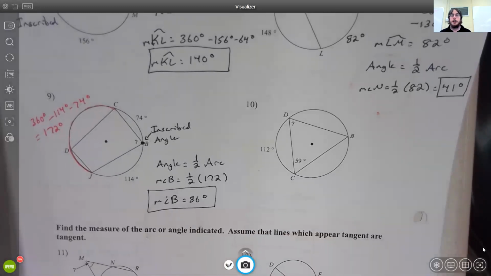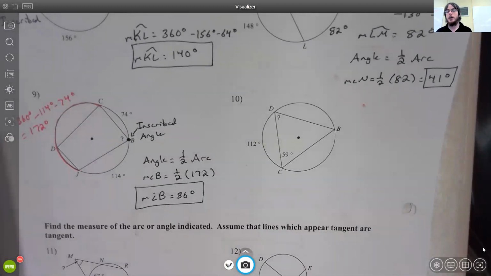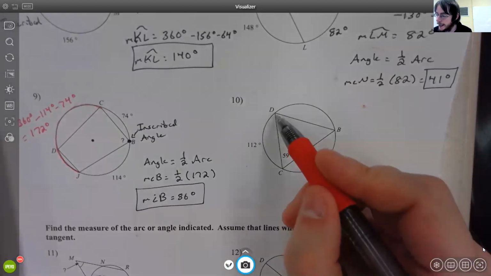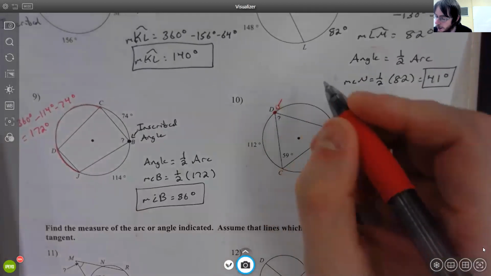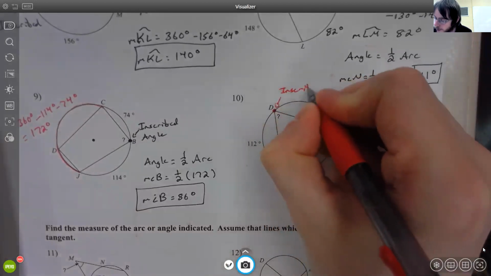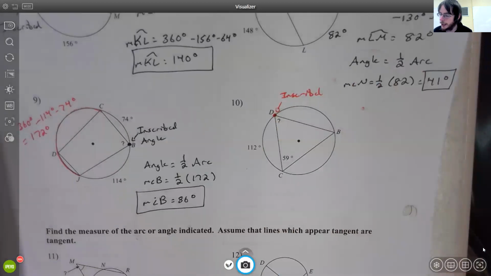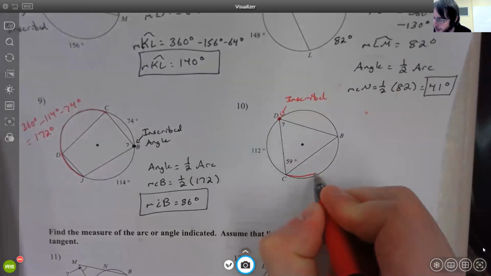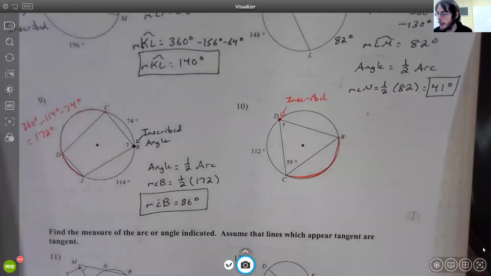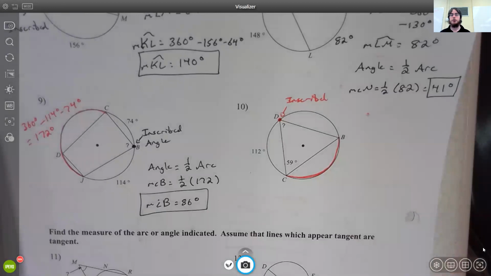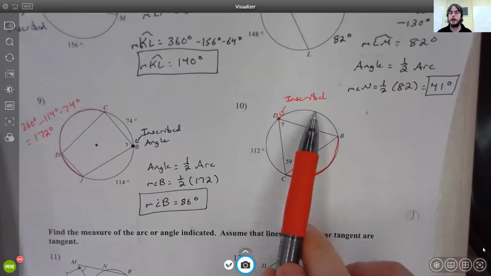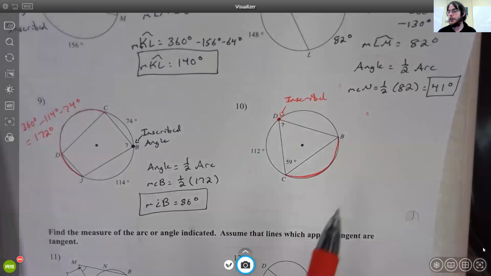All right, so let's look at number 10. Number 10 wants us to determine the measure of angle D. D is an inscribed angle because its vertex is on the circle, and the arc that's associated with this is CB. There are a couple of ways to do this, but most people will prefer to find the missing arc and then solve for the angle. I will show you both ways, but we're going to do it the way most people would to start with.